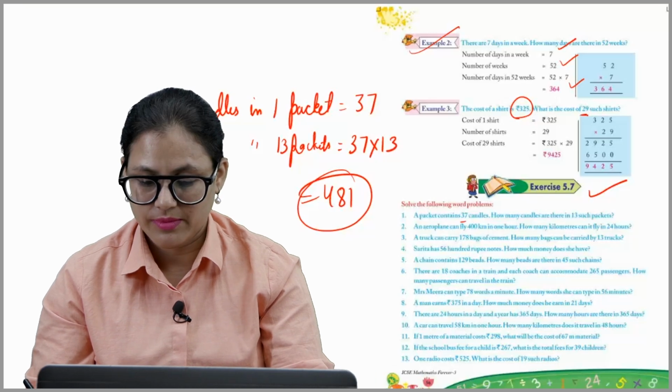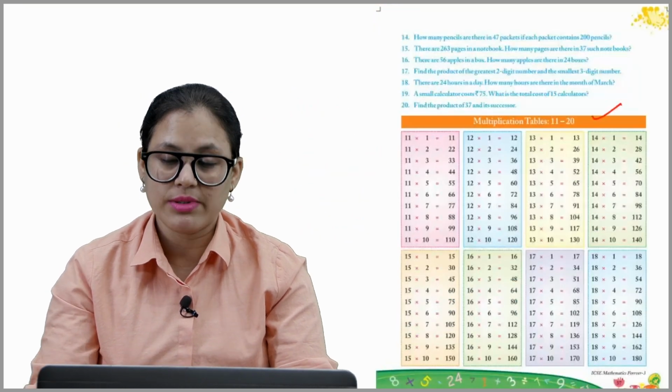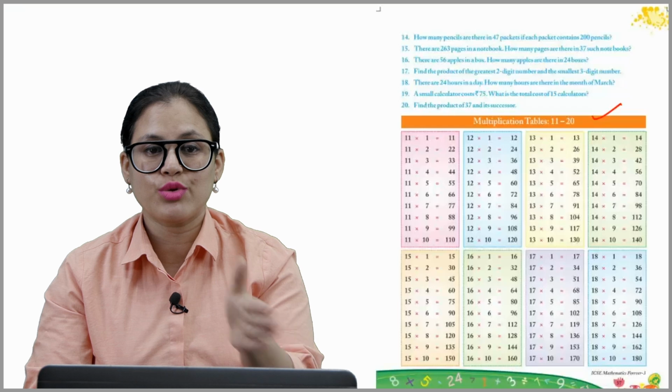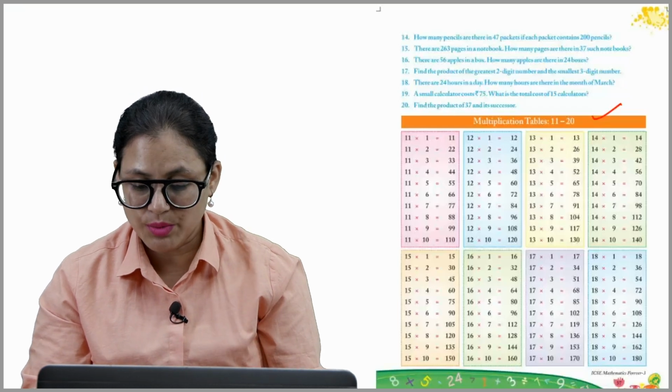Okay. Now multiplication tables are given here from 11 to 20. Okay. So you have to memorize these tables. Okay. Now exercise 5.8. 11 into 7 is 77. 12 into 8 is 96. Okay, 11 into 9 is 99. Okay, now you will do practice of this chapter and the remaining exercise.